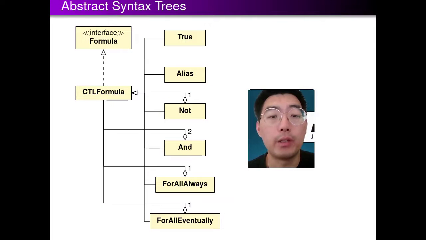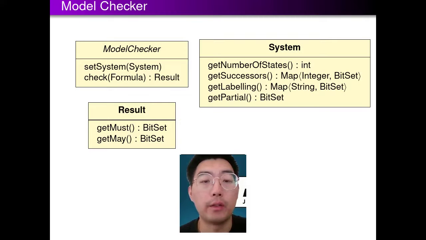The abstract syntax trees for the logic are captured by a hierarchy of Java classes. Here we show part of the hierarchy that represents the abstract syntax of CTL. Similarly, we have developed such a hierarchy for LTL as well. The model checker takes as input the partial transition system, represented by the System class, as well as the formula, represented by the Formula class. As output, the model checker provides a result object, which contains a set of states of the partial transition system in which the formula must hold, and also the set of states in which the formula may hold.